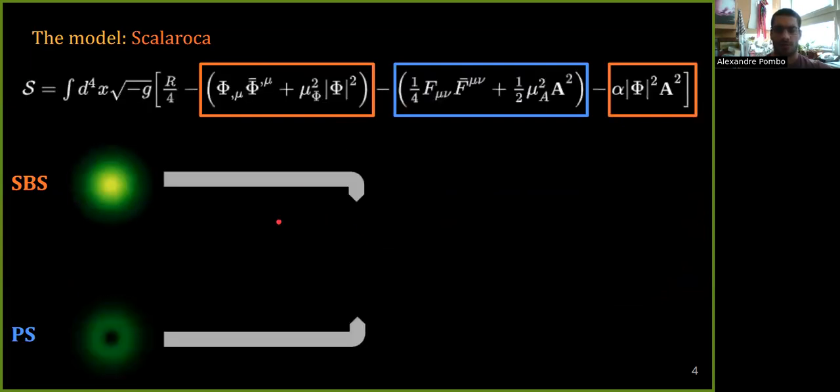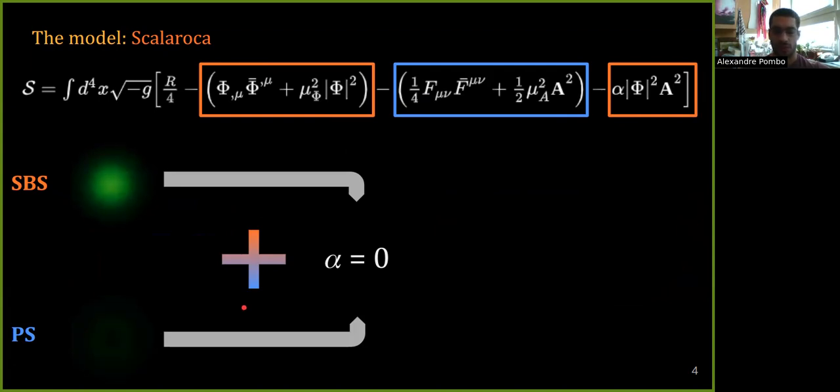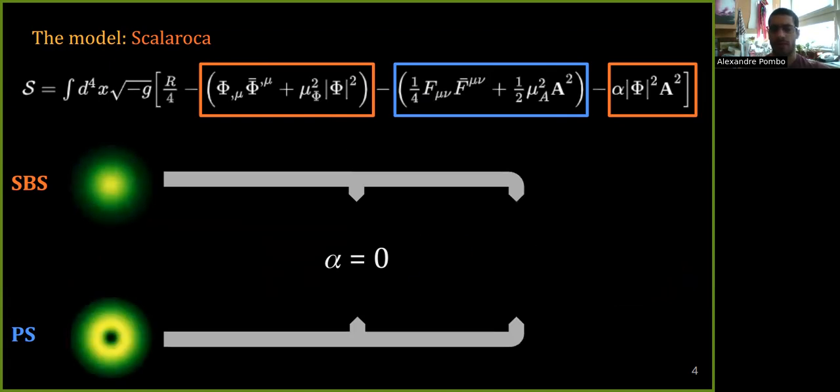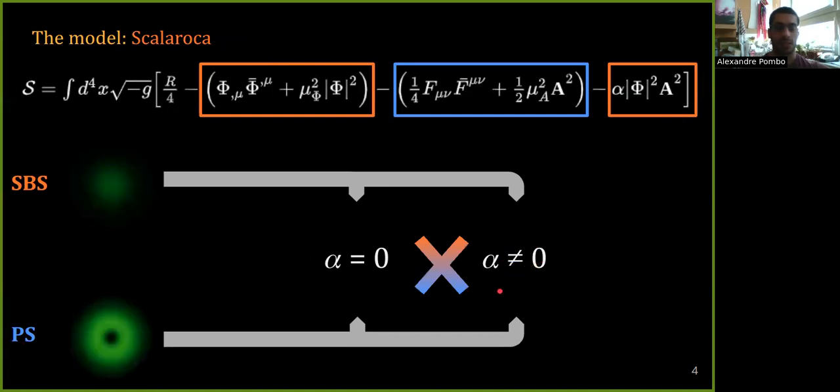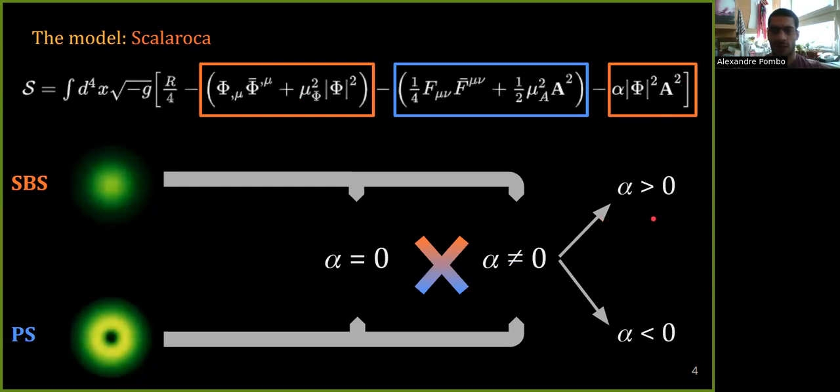If alpha is equal to 0, we have a superposition of scalar boson stars and Proca stars. We call these just superposition, since these stars only see each other through gravity. Or we can have a non-zero value of alpha. In this case, the fields interact between themselves, and we can have either a positive or a negative interaction. For the case of the positive interaction, we can have synchronized solutions.